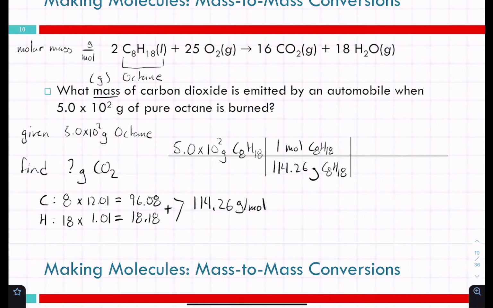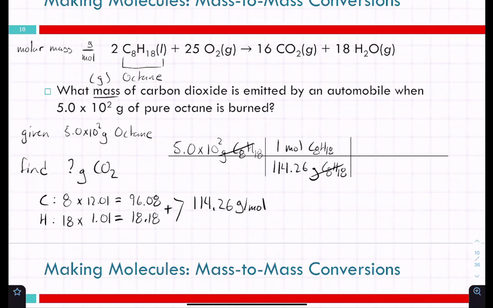Cool. So now we've converted from grams of A to moles of A, because our units here, grams of octane, cancel out with grams of octane. So now we can move on to the next step, going from moles of A to moles of B. So what is the ratio between octane and carbon dioxide?